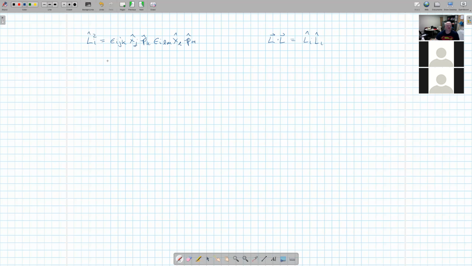Yeah. Okay, good. So now here, since all of this is actually just components, we can now move things around. So what I'm going to do is pull this epsilon to this location and then use an identity. So I'm going to write this as epsilon_ijk times epsilon_ilm times x_j p_k x_l p_m. So let's write it that way.